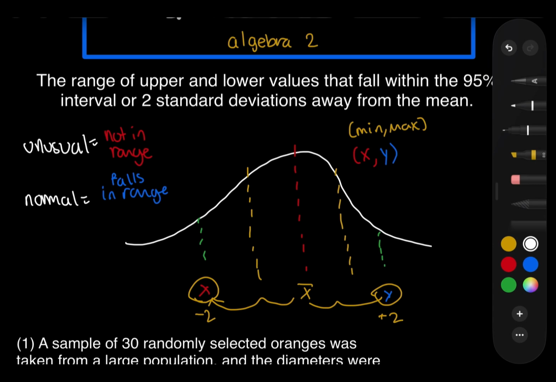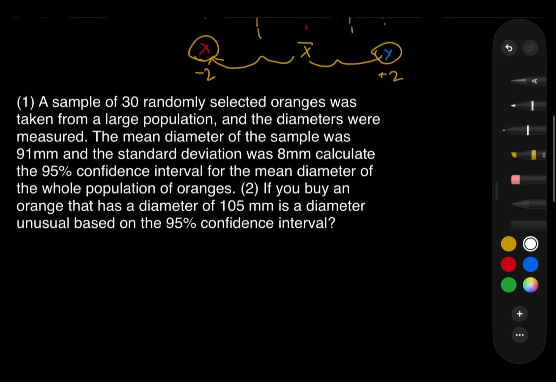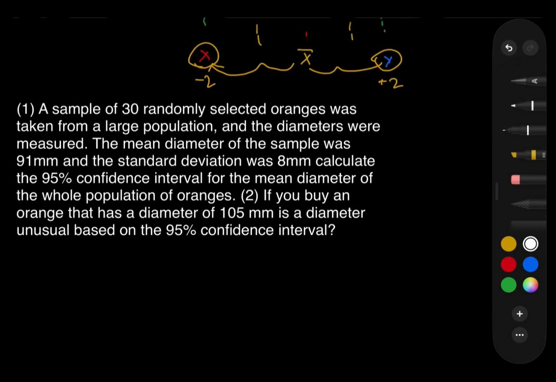So now let's do a practice problem. A sample of 30 randomly selected oranges was taken from a large population, and the diameters were measured. The mean diameter of the sample was 91 millimeters, and the standard deviation was 8 millimeters. Calculate the 95% confidence interval for the mean diameter of the whole population of oranges. So let's do part 1 first.